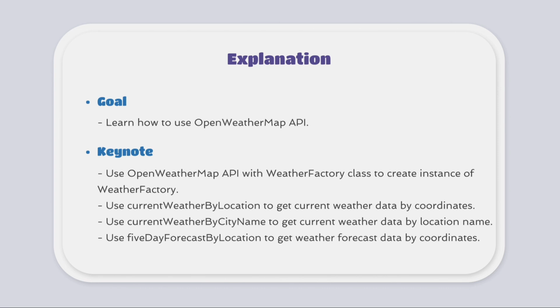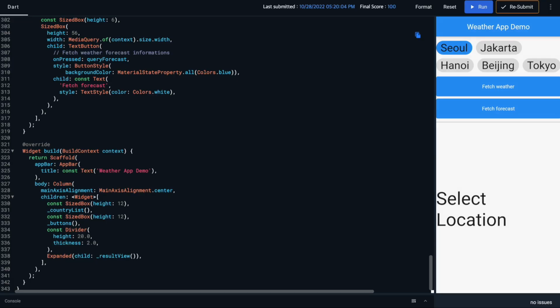The method names ending with location need coordinates for accessing weather data, and method names ending with city name will require city name input. Now, let's dive into more details.